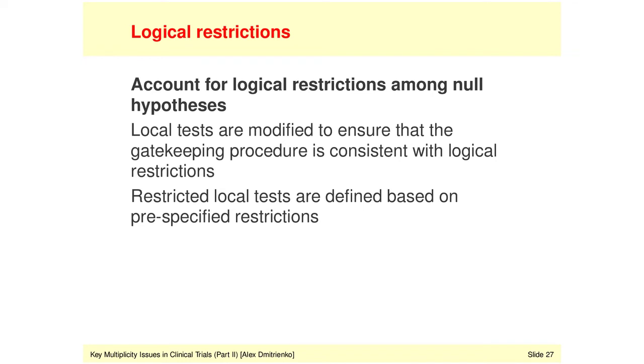The key here is to modify the local tests. Each individual local test, and by that I mean the test which is applied within each individual intersection hypothesis, needs to be modified to ensure that the resulting gatekeeping procedure is consistent with logical restrictions. The way it is done is that instead of looking at the original local tests, we're going to define the so-called restricted local tests based on the pre-specified restrictions. I'm going to explain how it is done on the next slide.